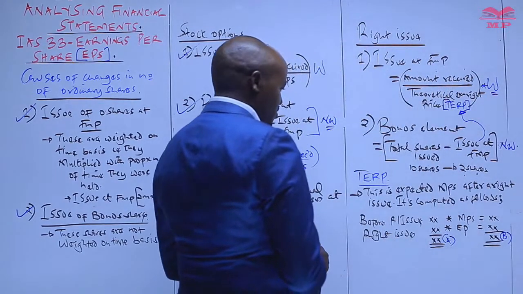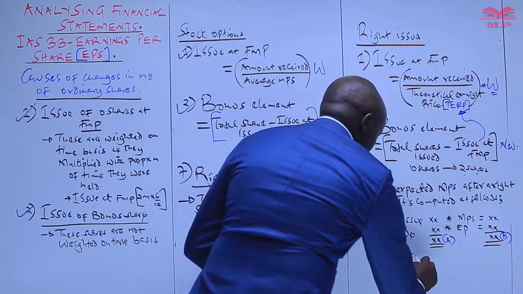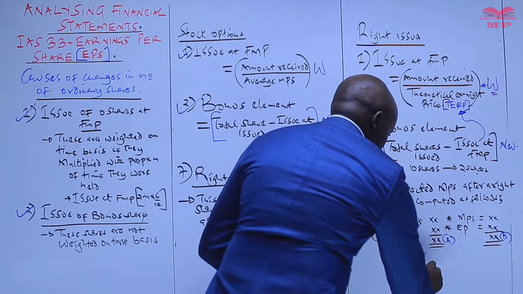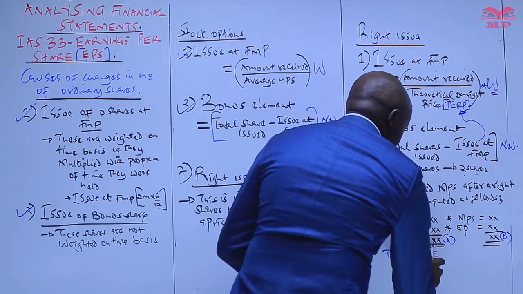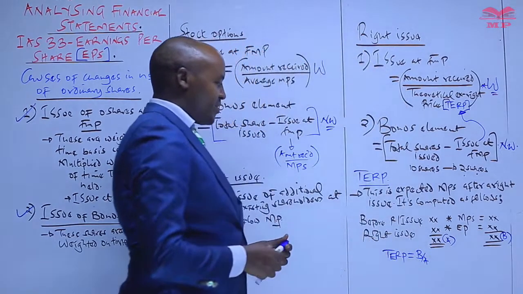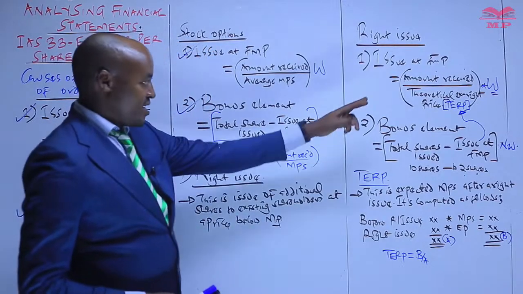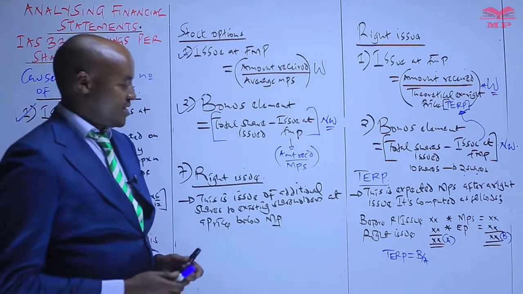So to compute now the theoretical ex-right price, we take B divided by A. So that will give us now the theoretical ex-right price. So that is a price now which we use up there in terms of computing the shares which were issued at full market price.